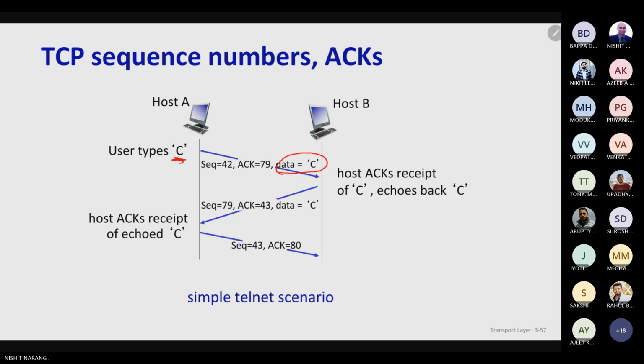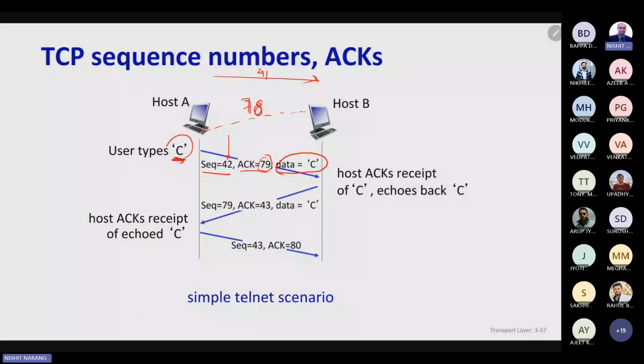Character C. I've just taken some random numbers for the sequence and acknowledgement, indicating that C is byte number 42 that is being sent. And maybe in the past, host B has already sent me 78 bytes. So I'm acknowledging and saying I've received 78 bytes from B to A, next 79. So for now, let's assume 42 and 79 are some values. 42 indicates that from A to B, 41 bytes have already been sent. And from B to A, 78 bytes have already been received in the past.